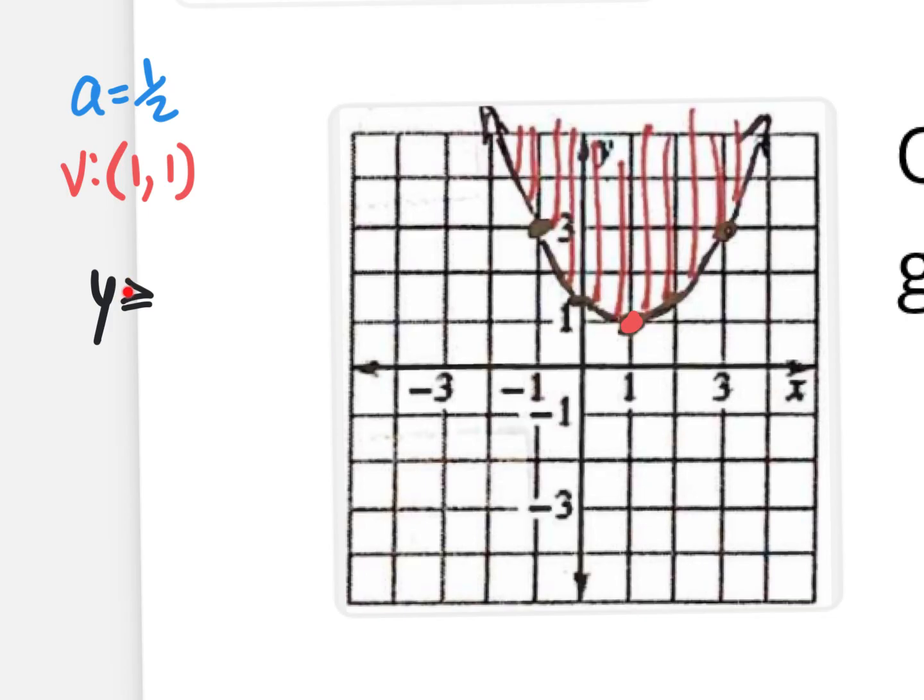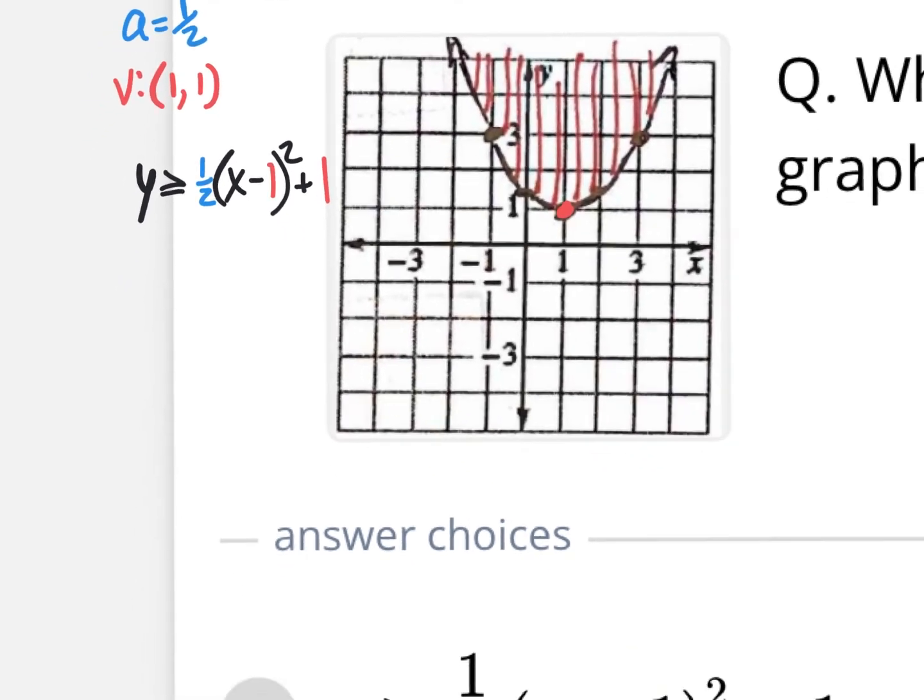And why did I write greater than? Because it's shaded above. If it were shaded below, that would be a y is less than. But it's greater than because it's shaded above the parabola, and it is solid, so I need a solid line underneath that inequality. Now we did say that the a value was 1/2. Then you open up the parentheses, x minus h, so that's going to be a minus 1, close parentheses squared, and then plus k plus 1. So there is your inequality for this graph.